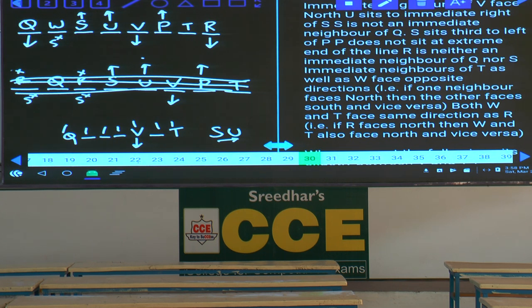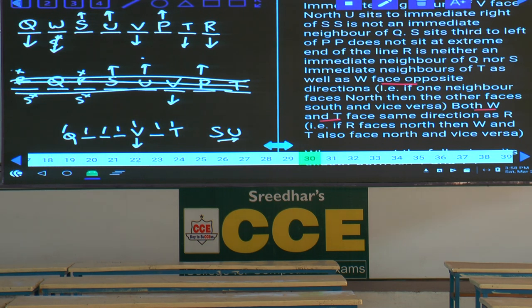Done with this? Both W and T face the same direction as R. W, T and R are facing the same direction. R is facing south, T is also facing south, and W is also facing south. Done with this? And that's it.